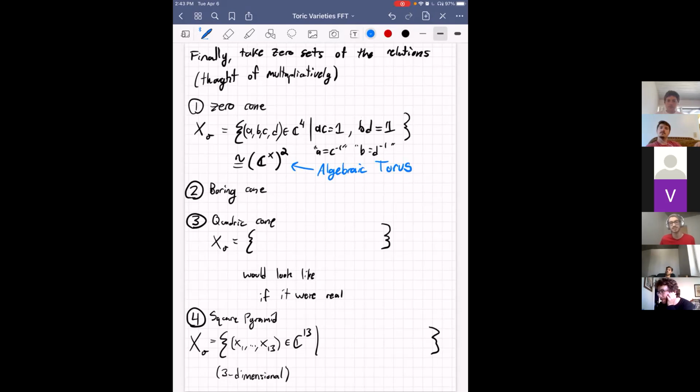It actually contains a usual torus, a product of S1s. You can see that because C cross is the same thing as S1 cross R greater than 0, greater than or equal to 0, I guess. But so this C cross, or a power of it, is what's called an algebraic torus. And this is where toric varieties get their name. This is sort of the most basic one of them. And it plays a fundamental role in the theory when you go further. Any questions about the algebraic torus that we got from the zero cone?